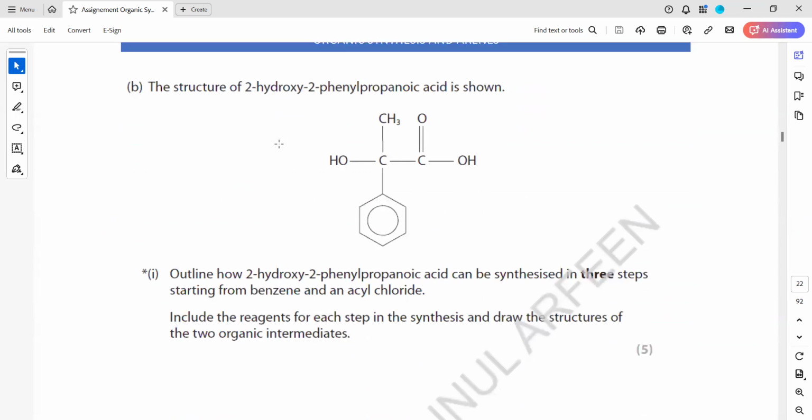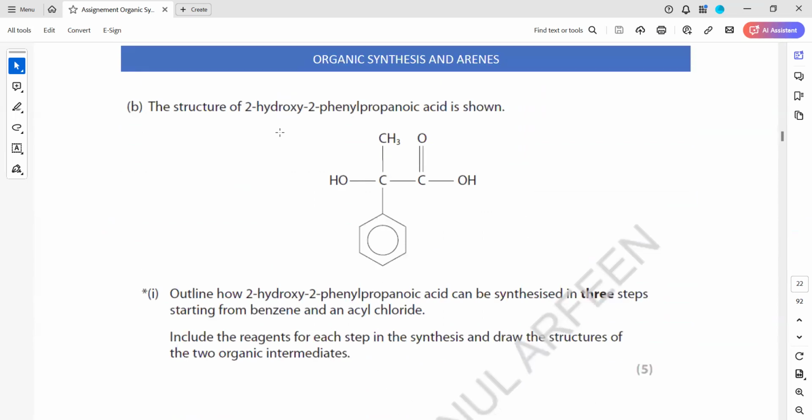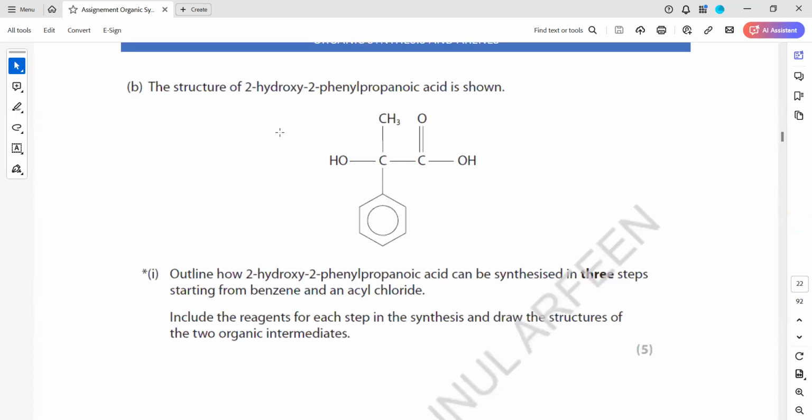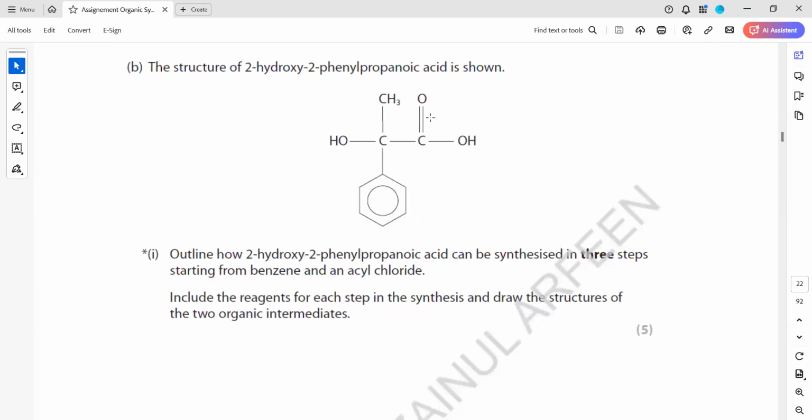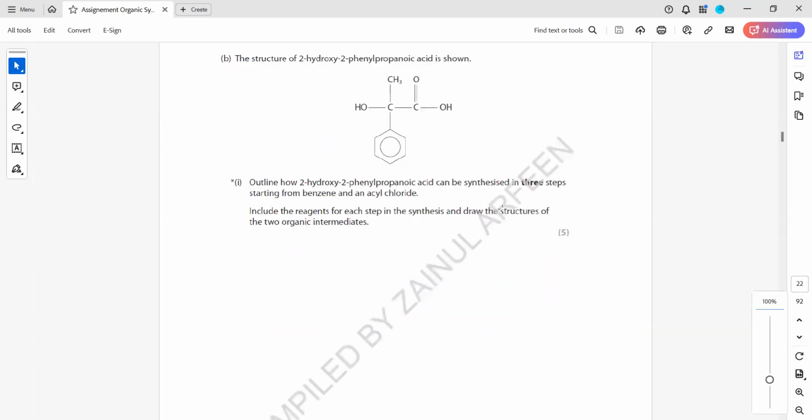In part B, the structure of 2-hydroxy 2-phenyl propanoic acid is shown. Outline how it can be synthesized in 3 steps, starting from benzene and acyl chloride. Include the reagent in each step and draw the structure of the two intermediates as well. So we start with benzene. We have to add a carbon chain, so it's a Friedel-Crafts reaction. Whenever we want to add a carbon chain, the Friedel-Crafts reaction should occur.